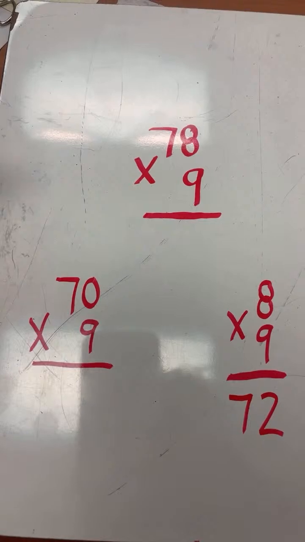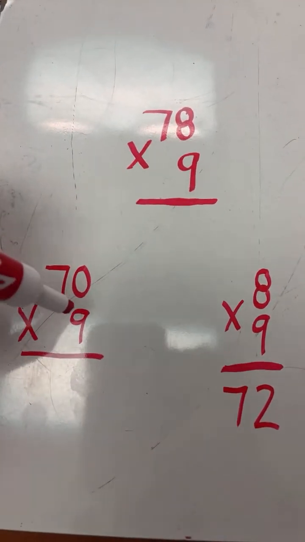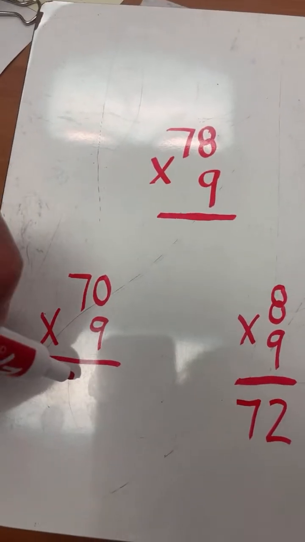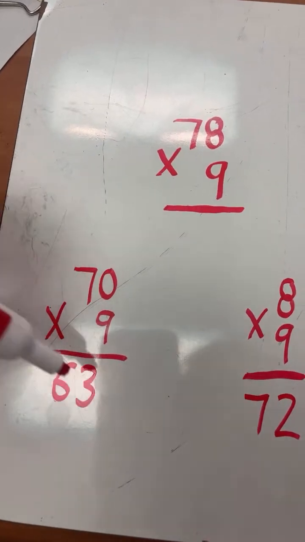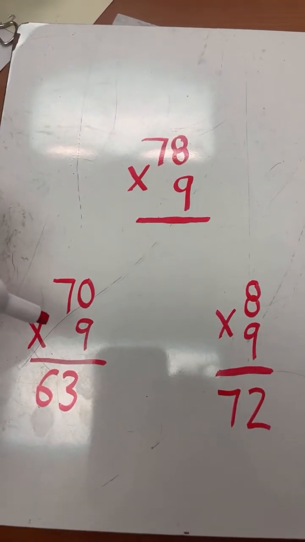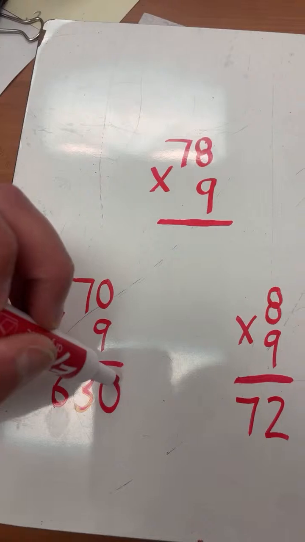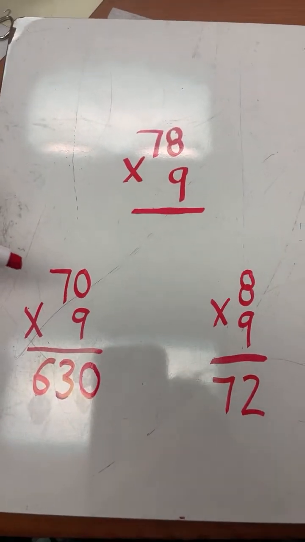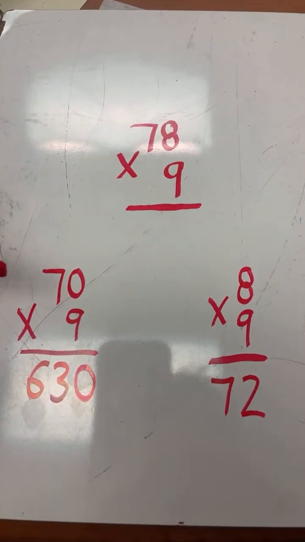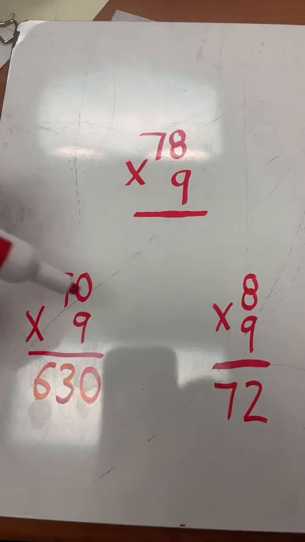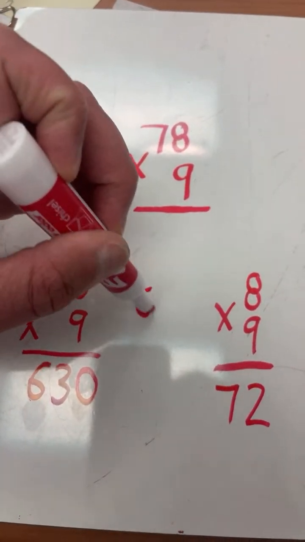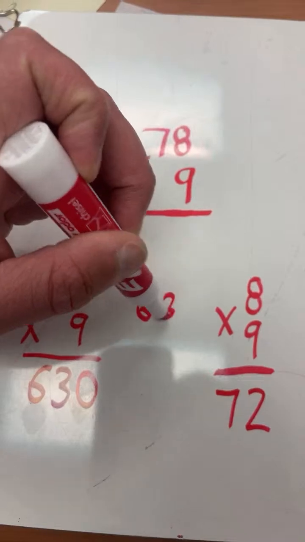You multiply 7 times 9, and then you add a 0 to your answer. So 7 times 9 equals 63. If we add a 0 to our answer, that 63 becomes 630. Now to find the answer to 78 times 9, we simply add together 630 plus 72.